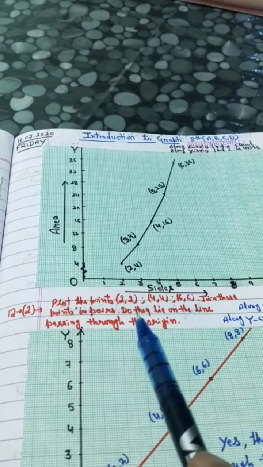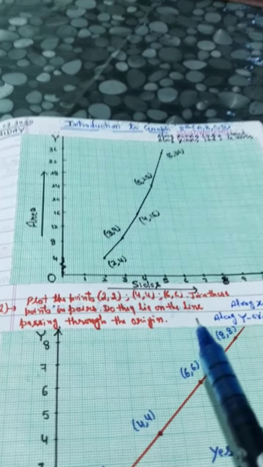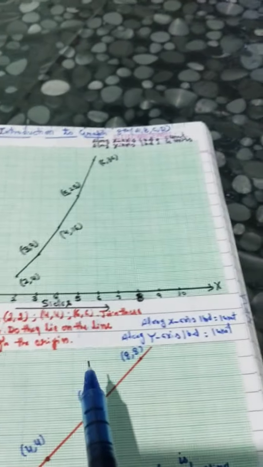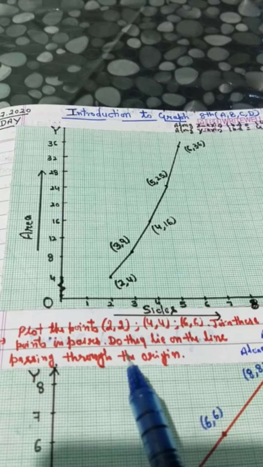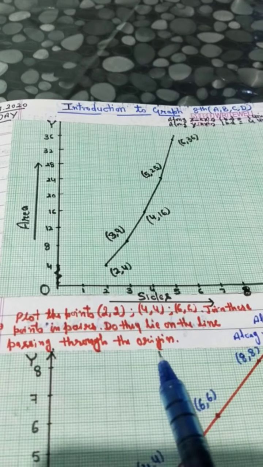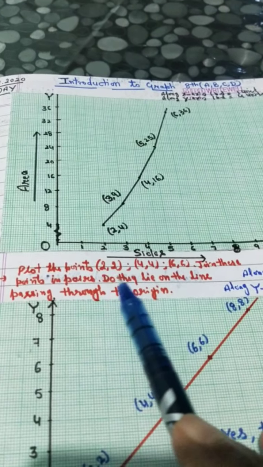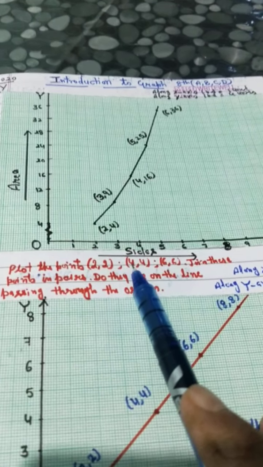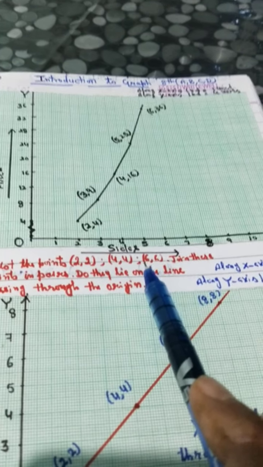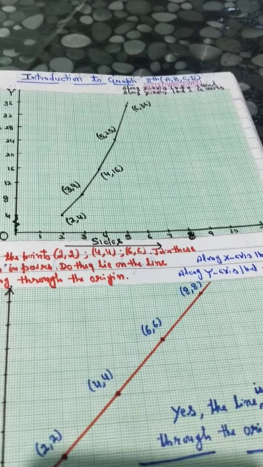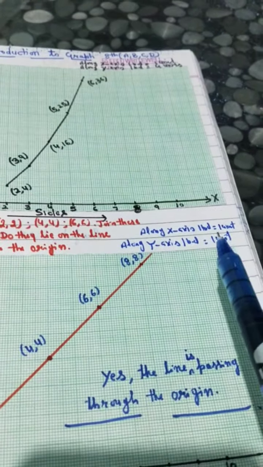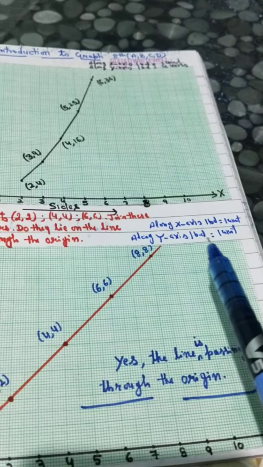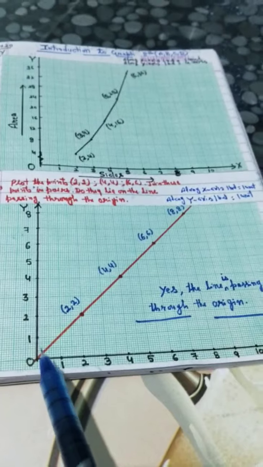Now next, second: plot the points 2 2, 4 4, 6 6, 8 8. Join these points in pairs. Do they lie on the line passing through the origin? So here points are 2 2, x coordinate is 2, y is 2, x is 4, y coordinate is 4, x coordinate is 6, y coordinate is 6, x coordinate is 8 and so on, y coordinate is 8. So again scale used, along the x-axis 1 big division is equal to 1 unit and along the y-axis 1 big division is equal to 1 unit. Same, there is no need to use a kink here.